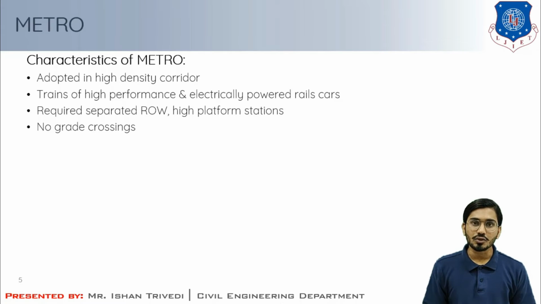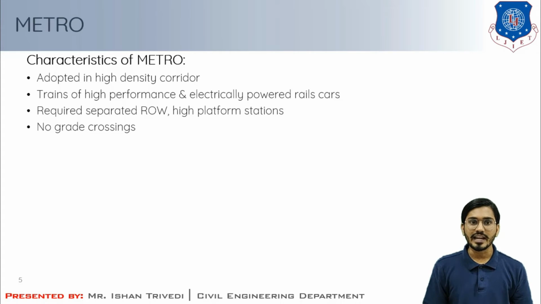In this metro route, there is no requirement of grade crossing. That means a dedicated railway track is there and a road is crossing over it, or you can say a signalized crossing where a railway and a road cross each other. So there is no requirement of any grade crossing.